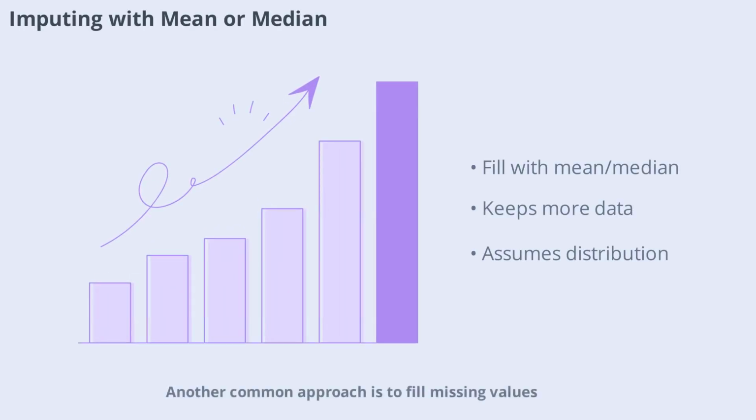Another common approach is to fill missing values with the mean or median of the column. This technique works well when the missing data is random and not too extensive. Using the mean is suitable for normally distributed data, while the median is better for skewed distributions. Imputation helps retain more data for analysis, but it's important to remember that it introduces some assumptions about the data's distribution.